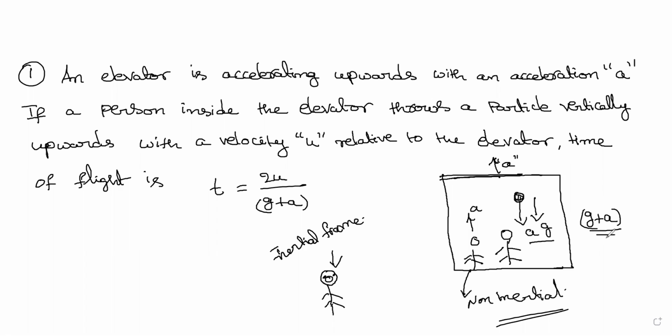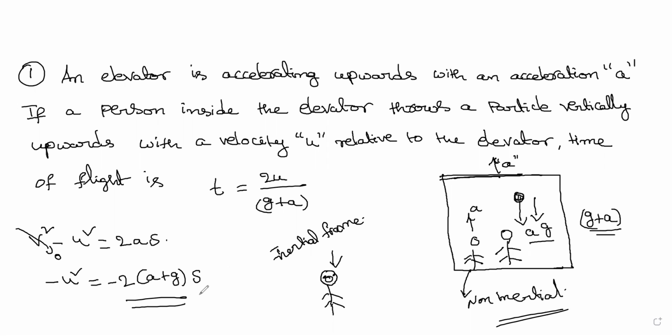Okay, now let's apply the equation v square minus u square equal to 2as. Yes, you know v square, this part is final velocity, because the ball goes to the topmost point and stops. So v square is 0. So you have minus u square. Instead of acceleration, here a plus g comes. So 2 times of a plus g times s, yes, this is what you get. So this is the displacement.